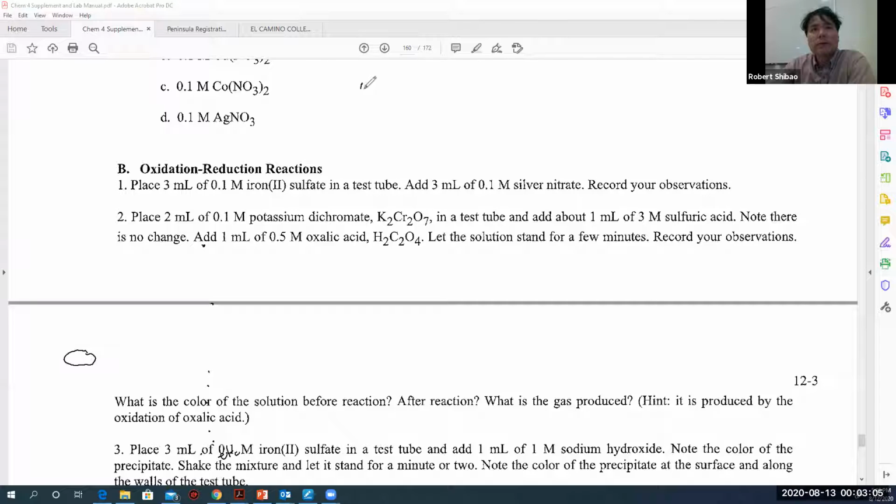Potassium dichromate, we saw what that stuff looks like. It's kind of an orange colored solution and we used some before. It's a great oxidizing agent. Then we had some sulfuric acid, H2SO4. And then in this case, we're going to have oxalic acid, H2C2O4. And then predict the products.